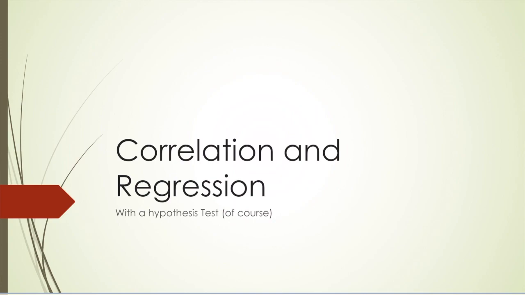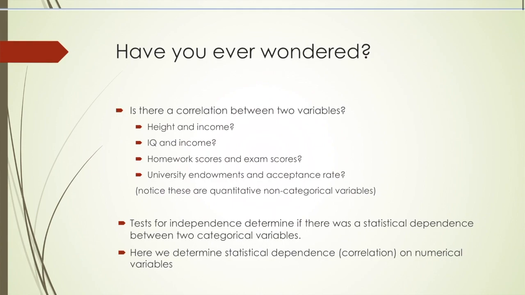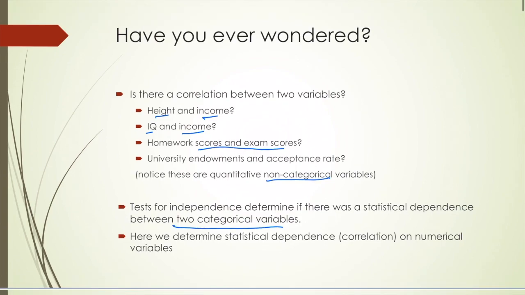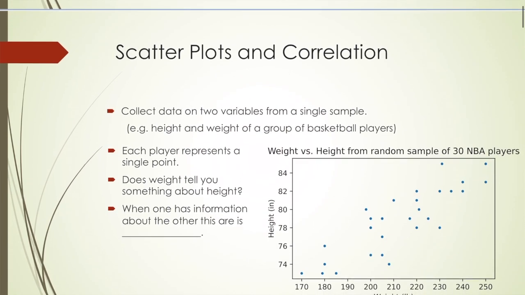All right. So we're going to do correlation and regression with hypothesis testing, of course. Okay, so again, have you ever wondered if there is a correlation between these two variables? So remember, these are continuous variables. IQ, income, homework scores, exam scores, these are continuous variables. You can't just categorize them, so these are non-categorical variables. A test for independence determines whether there's a statistical dependence between two categorical variables, but today we're going to talk about a statistical dependence of numerical continuous types of random variables.